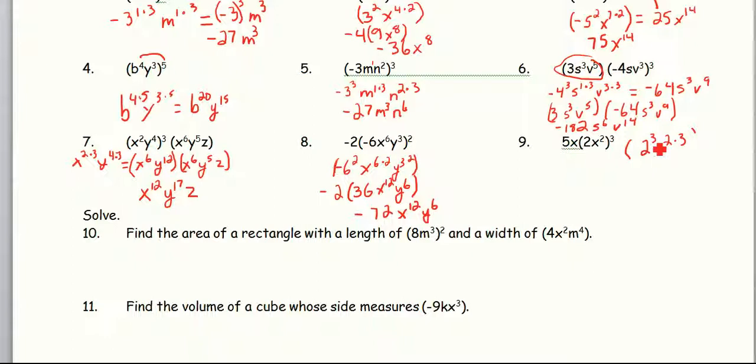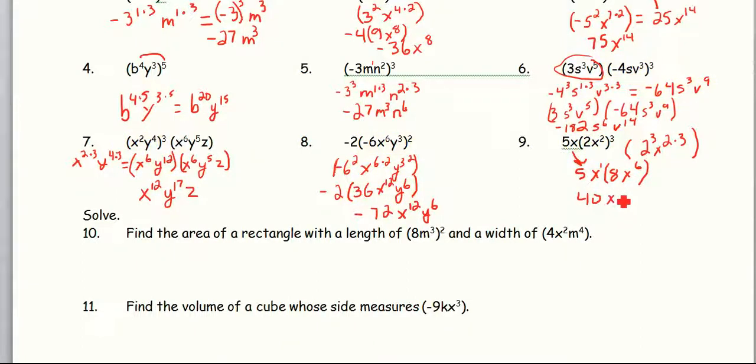Okay, so 2 to the power of 3 is 8. x to the 2 times 3 is x to the 6th. Now see, we can bring down the 5x and we multiply it. So we multiply the coefficients. 5 times 8 is 40. And remember, if it helps you, put a 1 right there so you know that the exponent is 1. And when you're multiplying like this, not raising to a power, you add the exponents. So that's x to the power of 1 plus 6, which is x to the 7th.